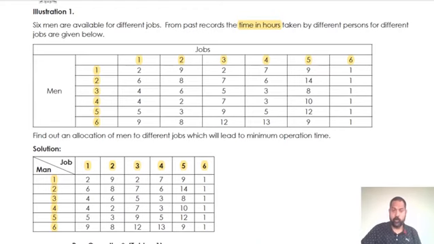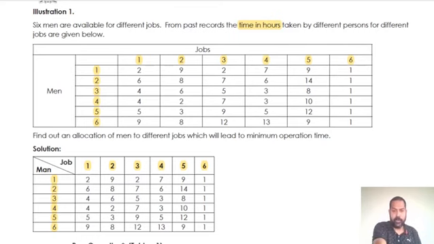Correct. M4 going to J1 is 4. And M5 going to J2 is 3. Lastly, M3 going to J4 is 3. M4 going to J2 is 2. And M5 going to J1 is 5.